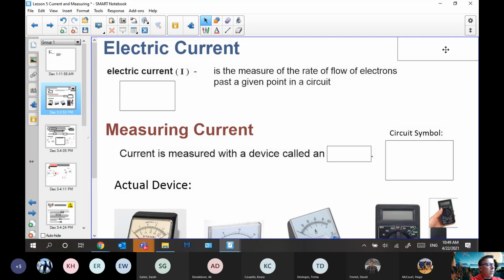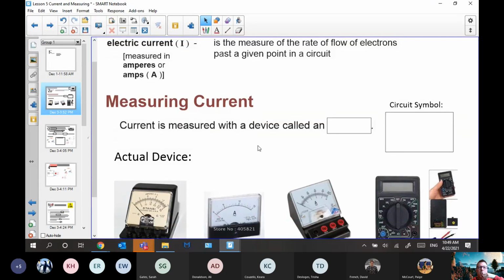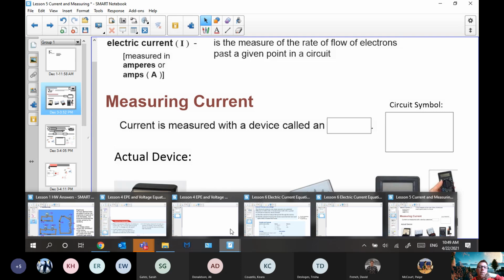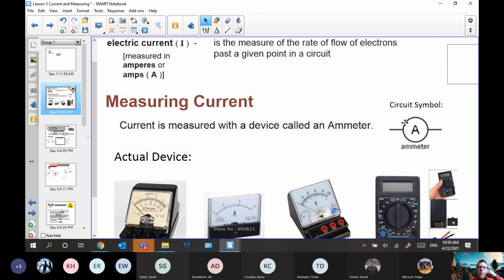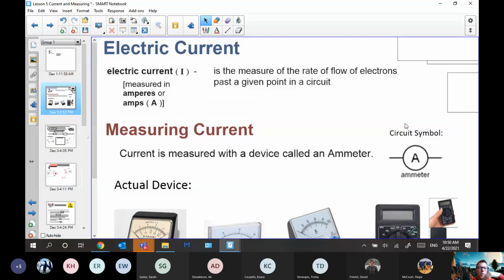So you can really wait a little bit until there, but it's a measure of the rate of flow of electrons past a given point in the circuit, right? And it's measured in amperes. So this is sort of fluff a little bit, just ideas. Lesson 6 is the one you have a handout for. Anyways, it's measured with a device called an ammeter. So amperes, amps, ammeter, you can see the connection between all of the different words. And you're certainly welcome to jot this down on that handout that you do have.